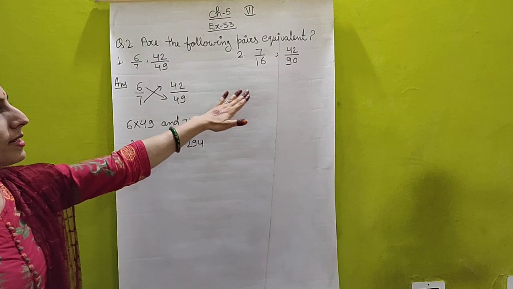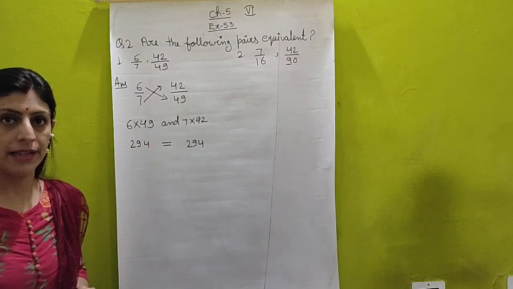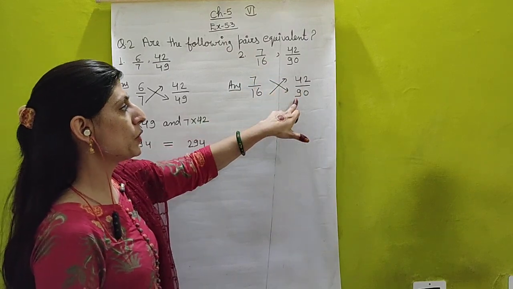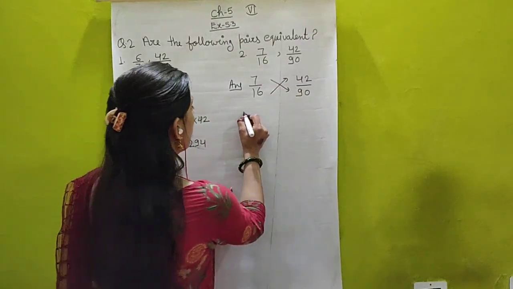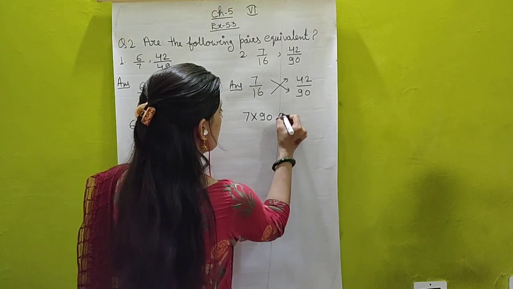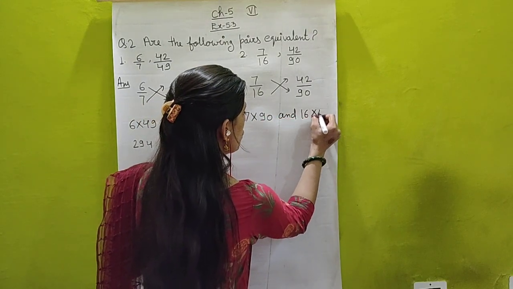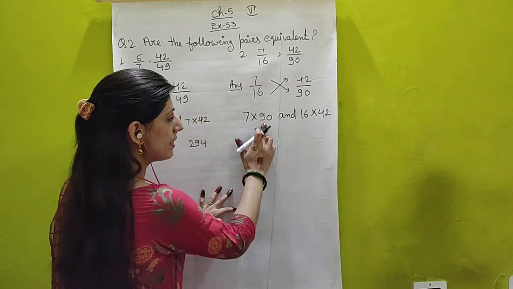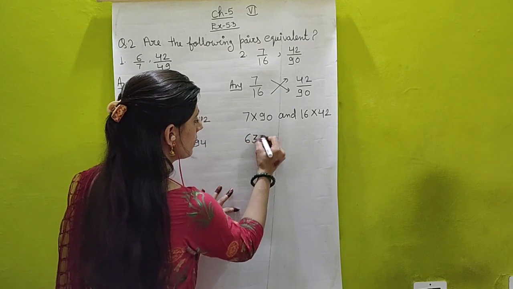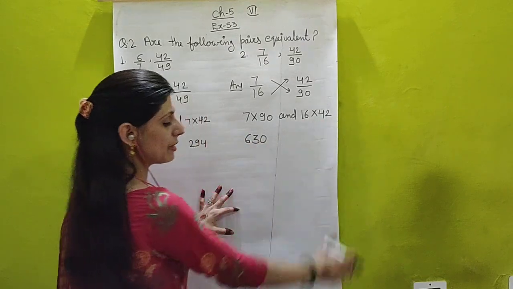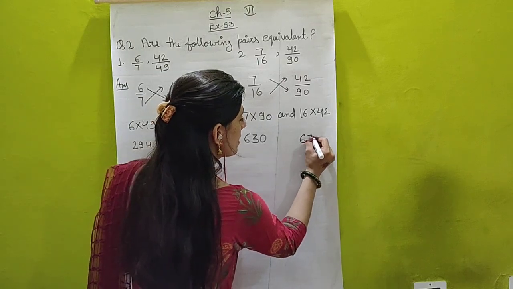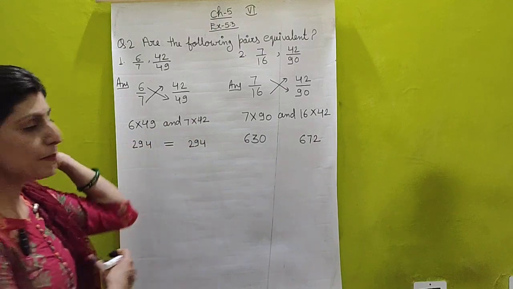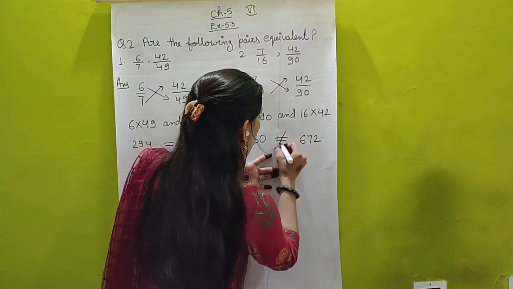Same process I will do for the second pair, 7 upon 16, 42 upon 19. Now cross multiply. Here 7 multiply 19 and 16 multiply 42. Here also I am doing my calculation directly. 7 nines are 63, as you know. So 63 will come here. And here 16 multiply by 42, you will get 672. You can see clearly both the quantities are not the same. So you can write they are not equivalent.